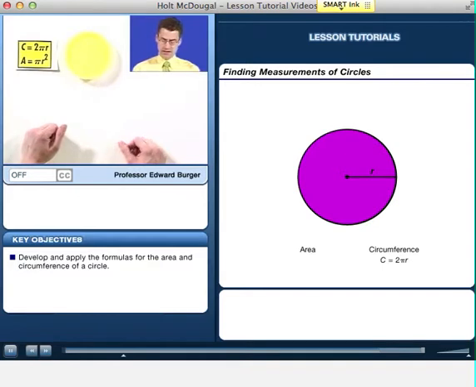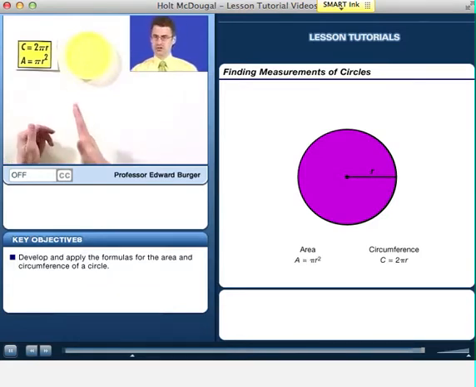Well, the area is equally sort of straightforward. We just take the radius squared and multiply it by this famous number pi. So pi r squared. Circumference, 2 pi r. Area equals pi r squared.